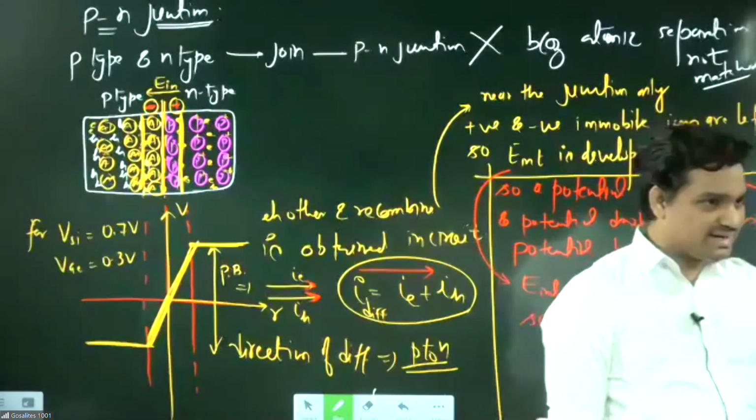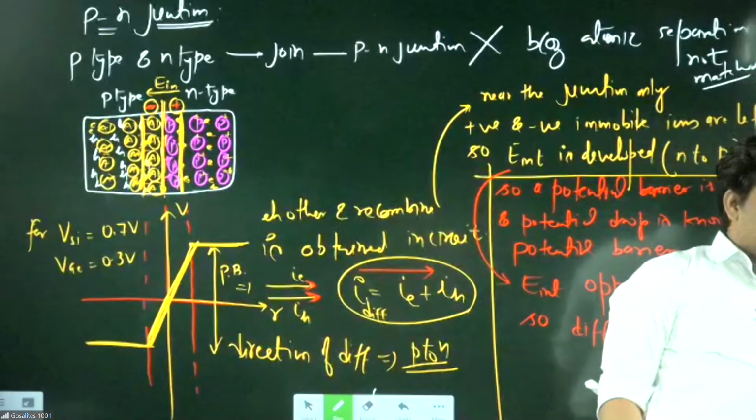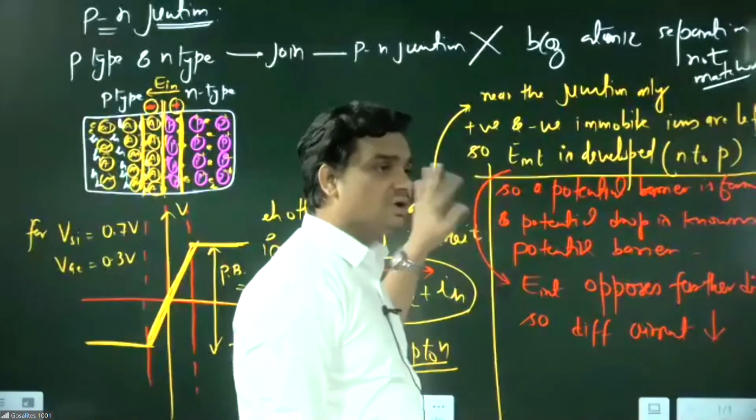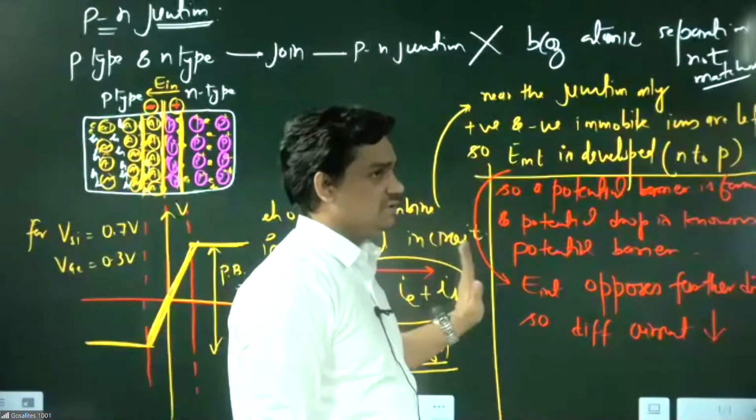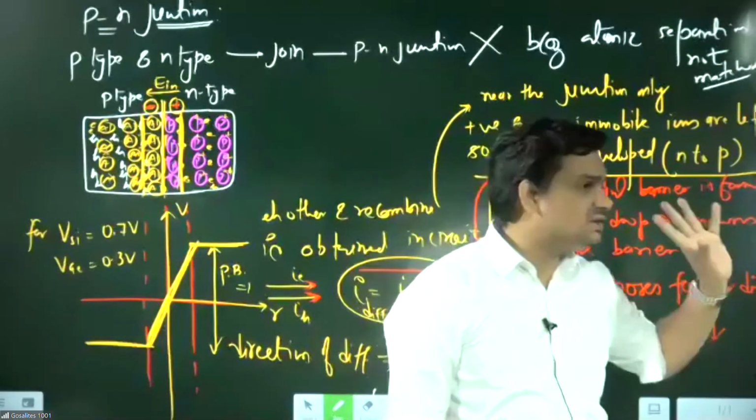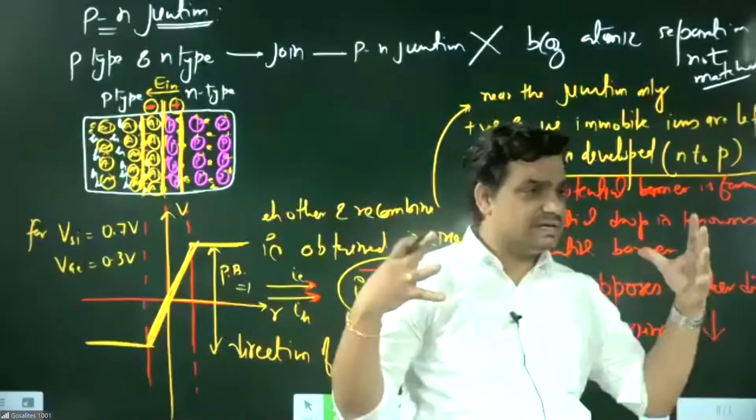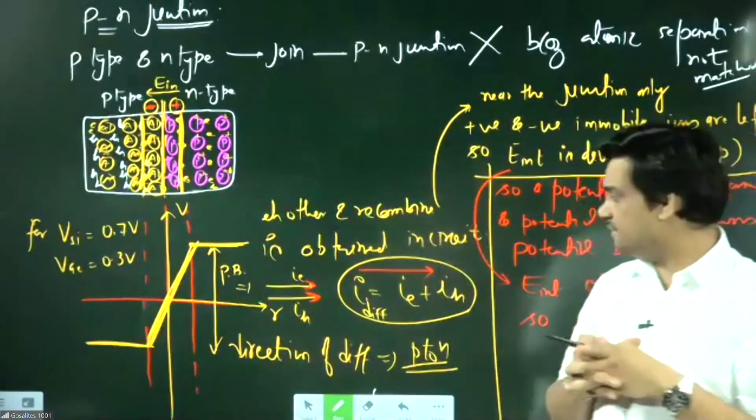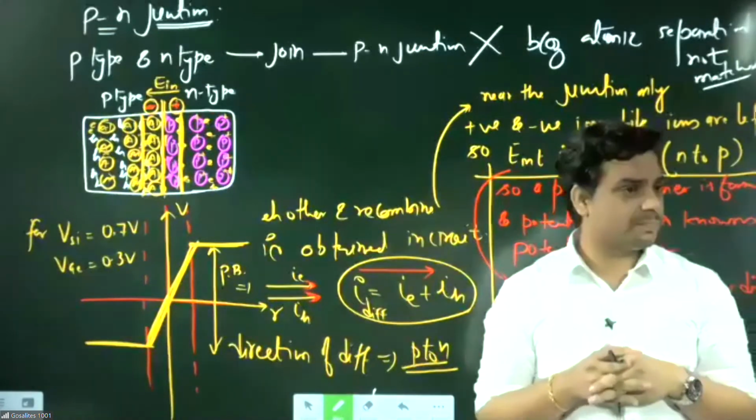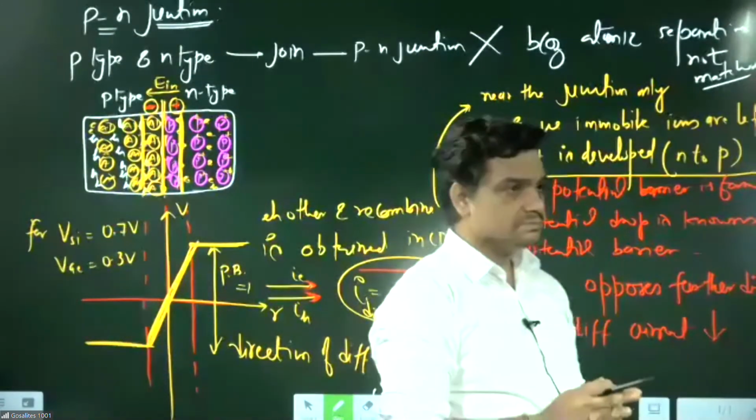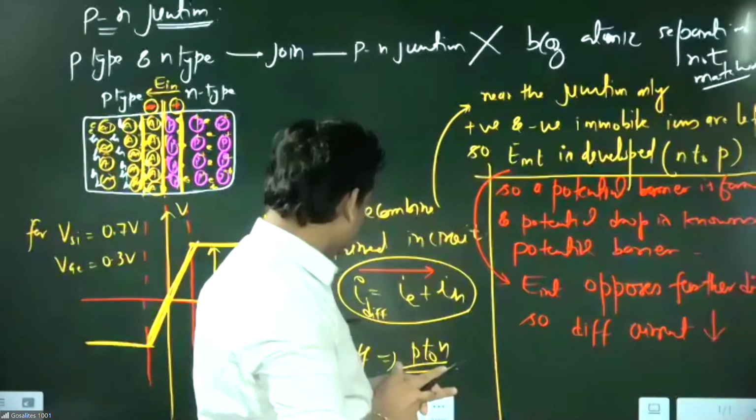This much barrier will be there. If you want to cross, you need this much energy to cross, otherwise you will not be able to cross. So a lot of electrons and holes don't have energy, so they cannot reach or meet. And when they are not able to meet, ultimately the diffusion current will be reduced. Okay, now can we go for the next?